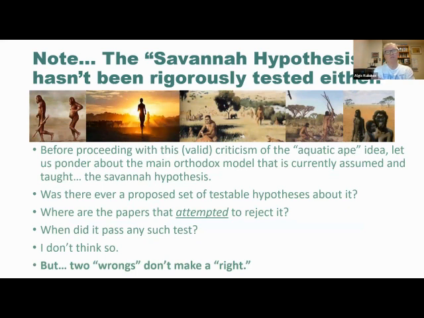Now, I should say, before going on to this critique of the aquatic ape and the falsifiable predictions, I think it's true to say that the savannah hypothesis hasn't really been rigorously tested either. Certainly not as a specific paper. If you do a literature review search for papers that have posed the savannah hypothesis as a hypothesis to be knocked down, I don't think you can find one. I'm not saying there's no good science being done. There's been lots of good science on various hypotheses, but not really this broad consensus about the savannah, which is the model that we're all taught. And all over the world, certainly at my university and at UCL, it's still taught today, pretty much as a fact.